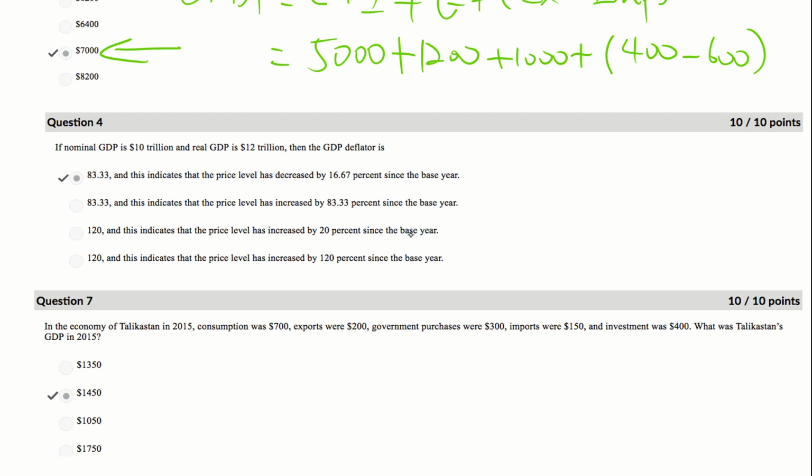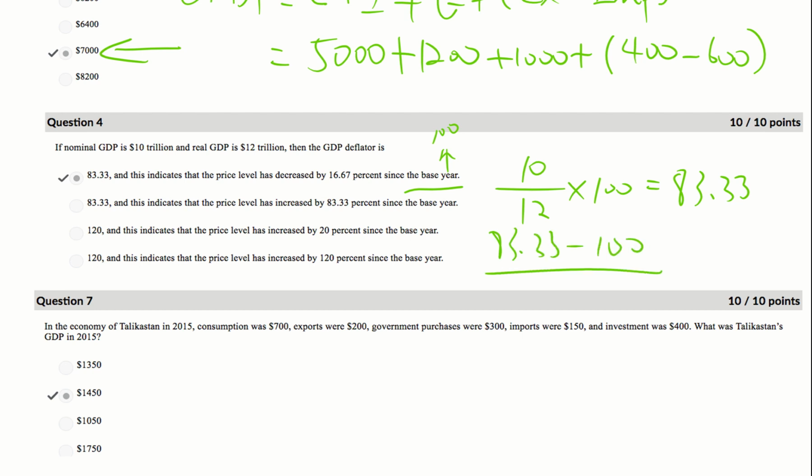All right, and then next, a very similar question. Nominal GDP 10, real GDP 12, times 100. The answer should be 83.33. And then it's asking how much it changed compared to the base year. So again, base year is always 100. So 83.33 minus 100 over 100 times 100%, and you should see a minus 16.67%. Okay, so it's going down by 16.67%. So the answer is A.